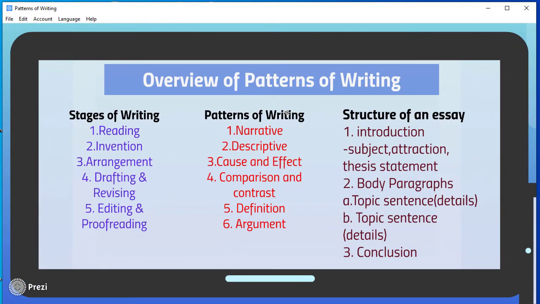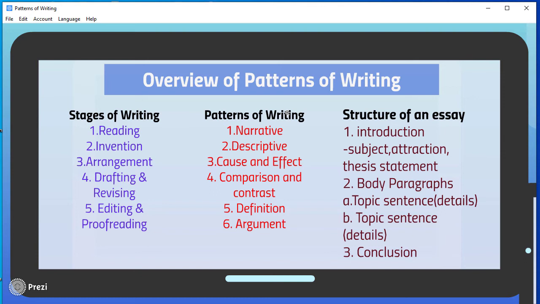So, overview of patterns of writing. Today's main topic is that, but I have presented here stages of writing also, patterns of writing also, and structure of an essay also as a whole here, because students don't understand all this as a whole.